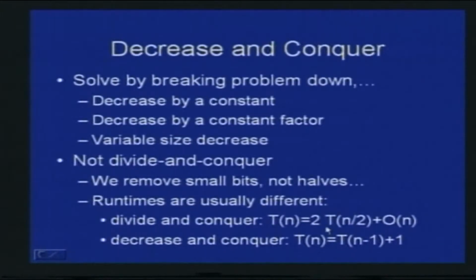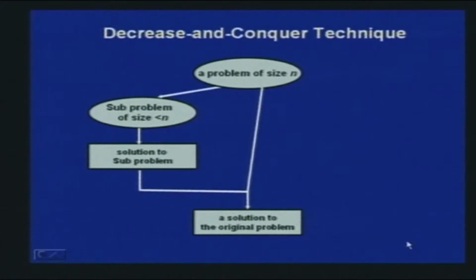Here what you do is you divide this T(n) problem into n by 2, so you have to do it twice. Here what you do is you reduce it to a problem n minus 1. How you define that n minus 1 we will see, and then plus 1. So, decrease and conquer technique can be explained this way. You have a problem of size n, you create a sub problem of size which is less than n, it can be any way lessened.